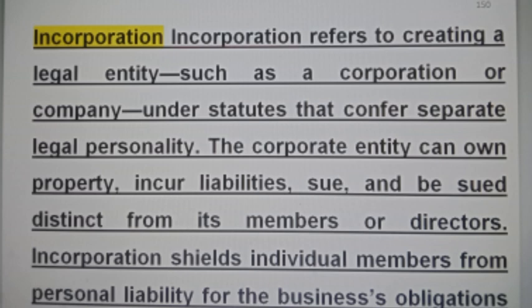The next term is incorporation. Incorporation refers to creating a legal entity, such as a corporation or company, under statutes that confer separate legal personality. The corporate entity can own property, incur liability, sue, and be sued distinct from its members or directors.